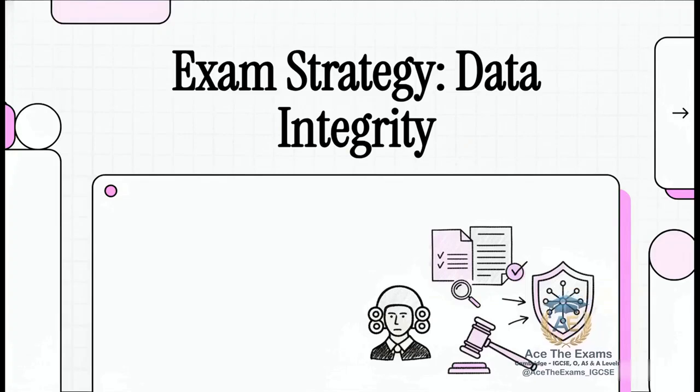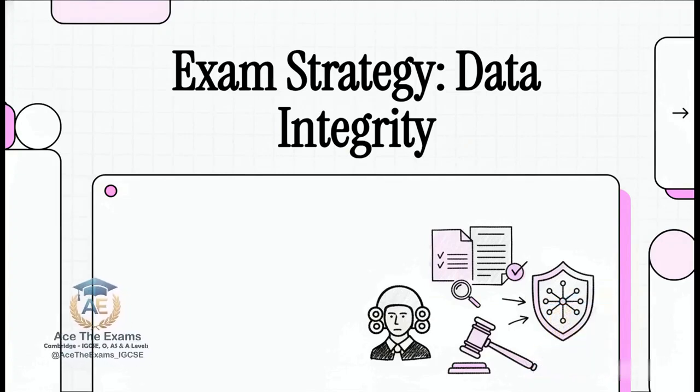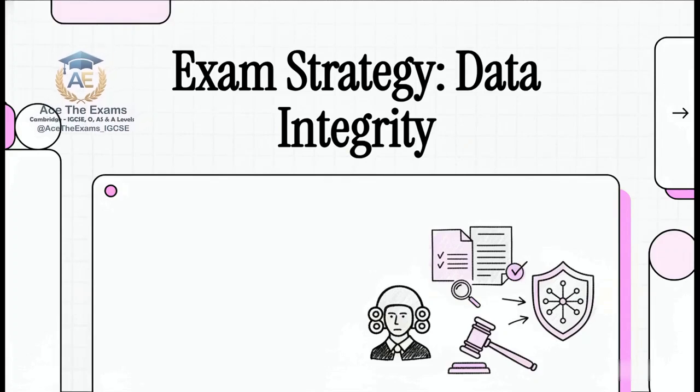You see, you aren't just writing down raw facts. You are building an undeniable, evidence-based case for the examiner. You are proving, beyond a shadow of a reasonable doubt, that you completely understand the nuances of data validation and verification. If you want to secure those absolute top marks, and I know you do, you need a bulletproof strategy.